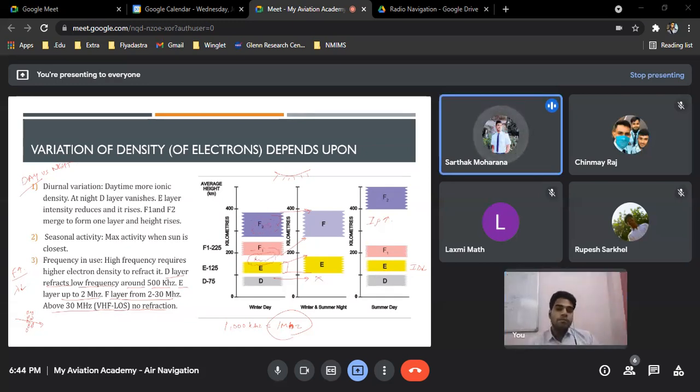But a large number of ions are present in D layer. Where is it written? So let me know if you find it. I remember this only, but definitely let me know.